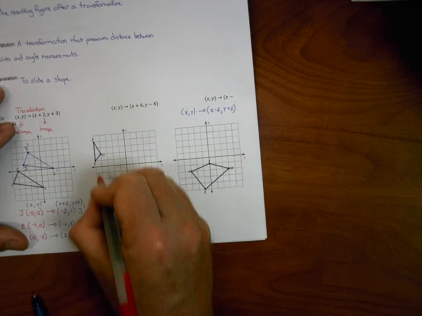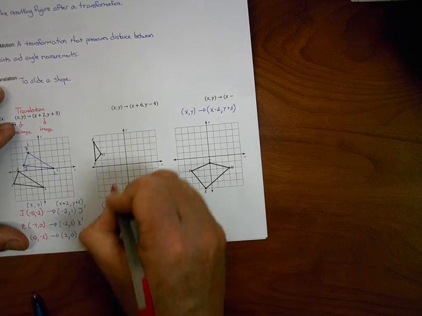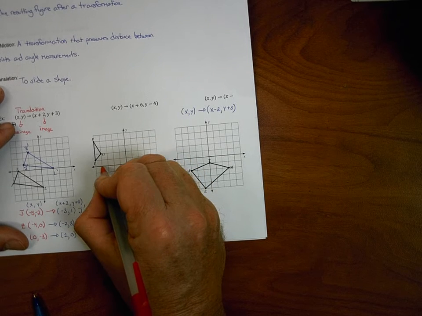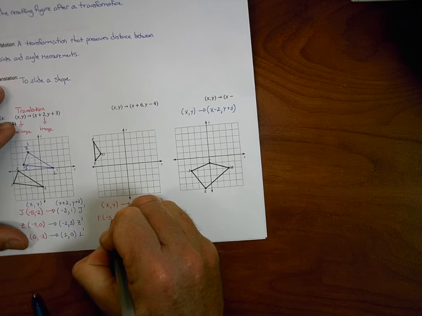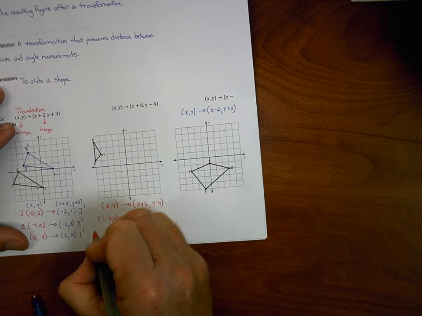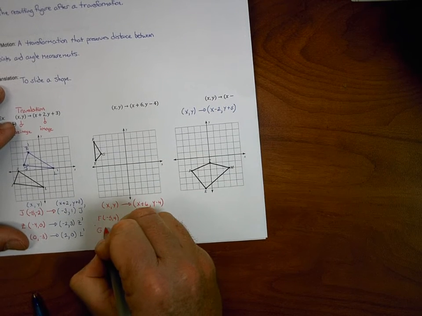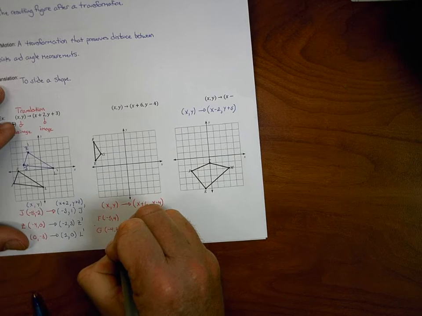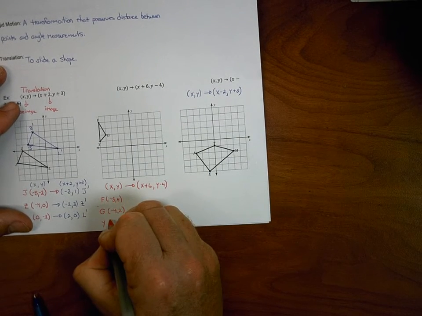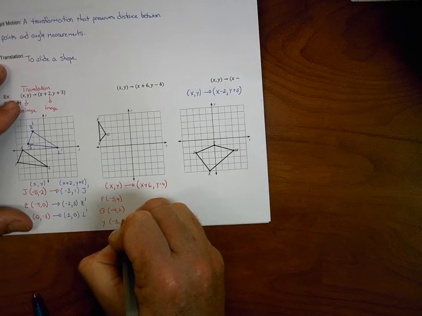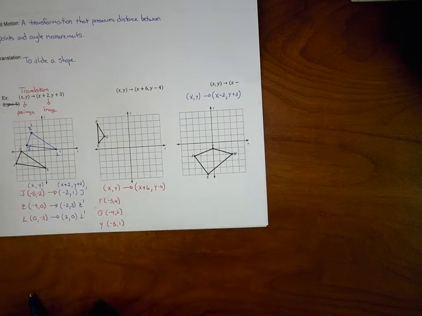Okay, so F has coordinates of, 1, 2, 3, 4, negative 5, up 4. So F has coordinates of negative 5, 4. G has coordinates of -4 and +2, and then Y has coordinates of -5 and +1. Okay, so now I'm going to work out my rule.